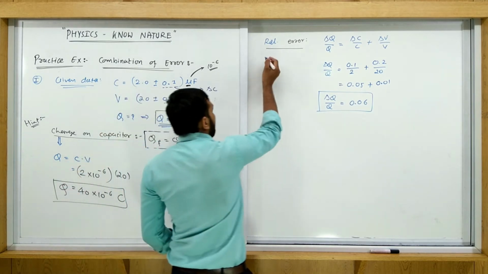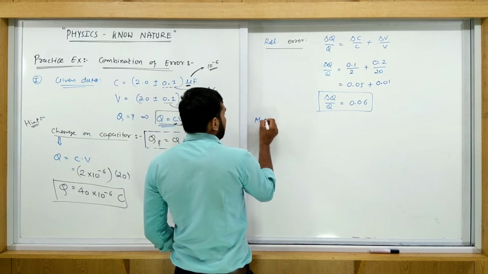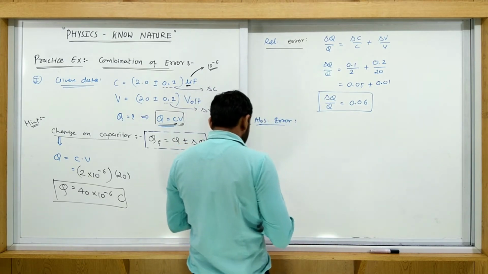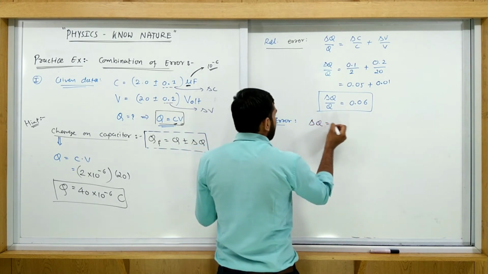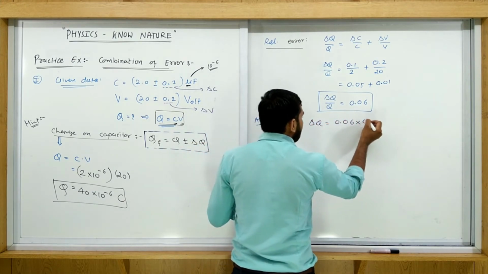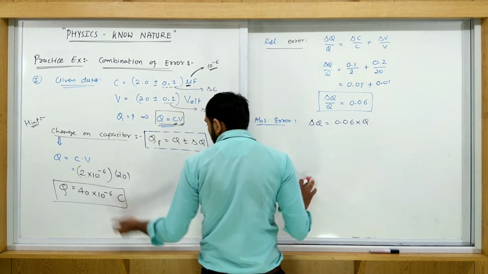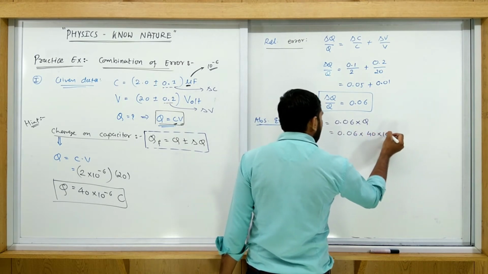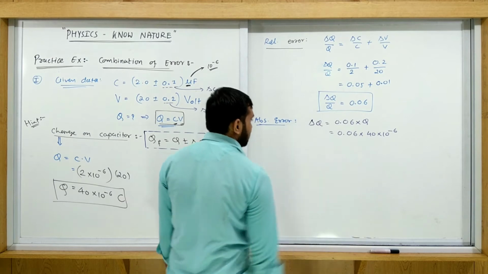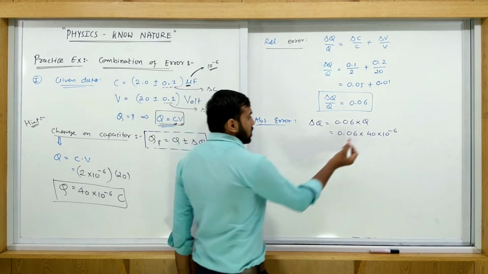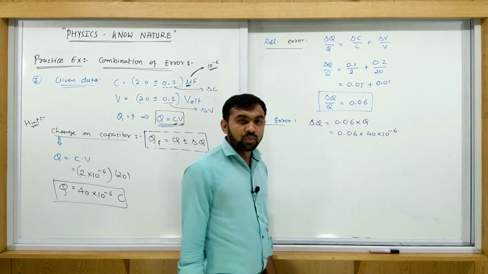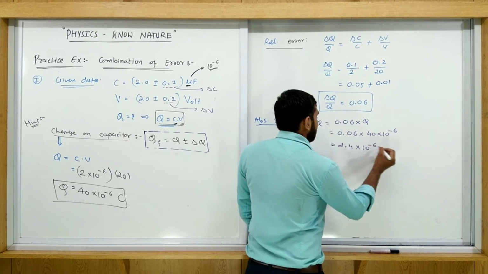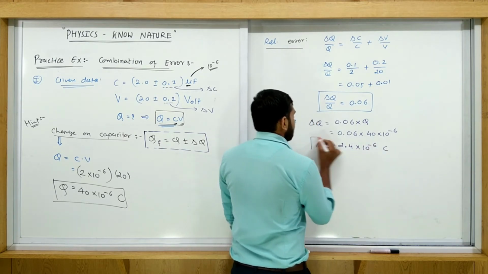Now find the absolute error. Find delta Q from this equation. Delta Q is equal to 0.06 multiplied by Q. What is Q? 40 into 10 raised to minus 6. So 0.06 into 40 into 10 raised to minus 6. Multiply 0.6 into 4, which means 2.4. So the answer is 2.4 into 10 raised to minus 6 coulomb. This is delta Q.